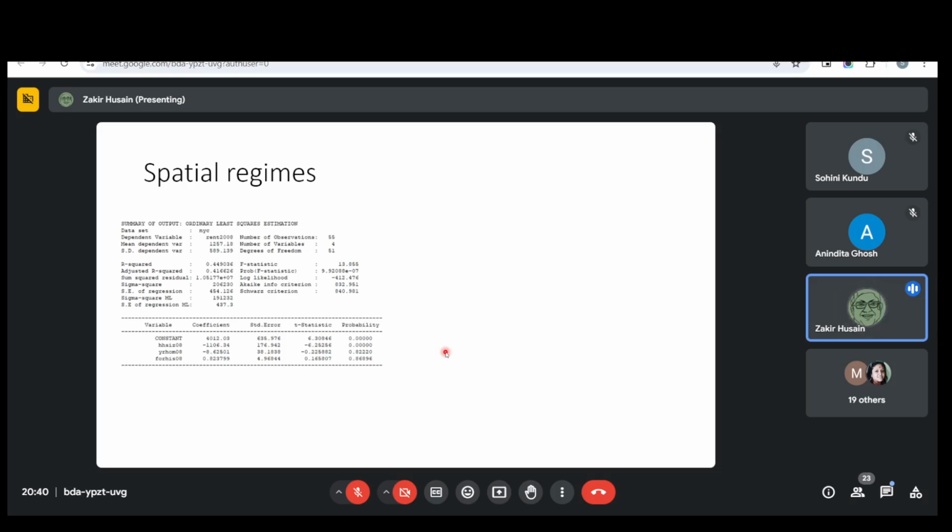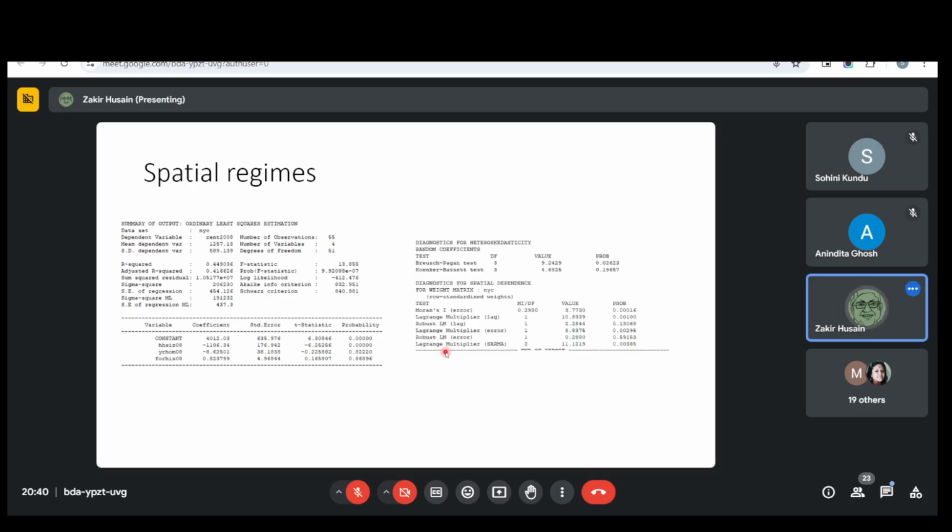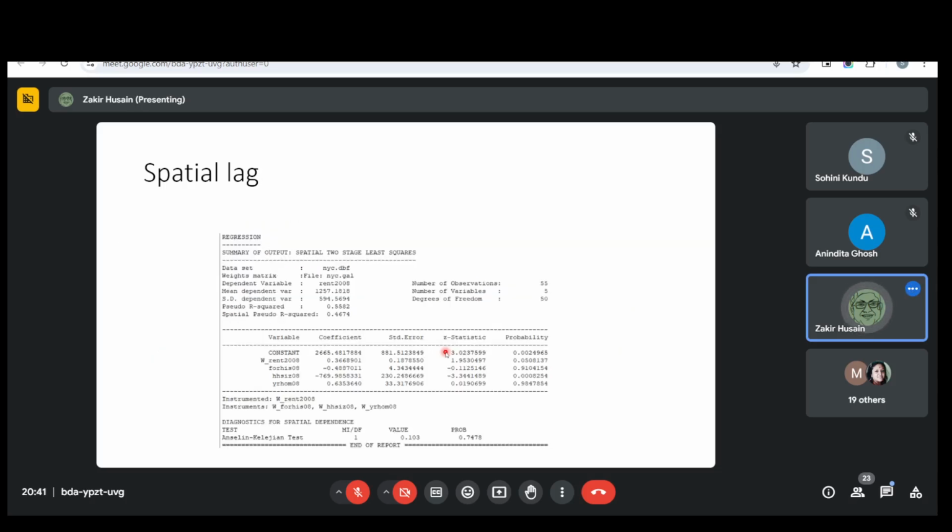The t value is -6. In the other cases, the t values are below 1. So, I'm just showing it to you, we are not getting good results. What we see is that the Lagrange lag and error are both accepted. But if you go to the robust, both lag and error are rejected. So this makes a bit of a problem. What sort of model should we choose?